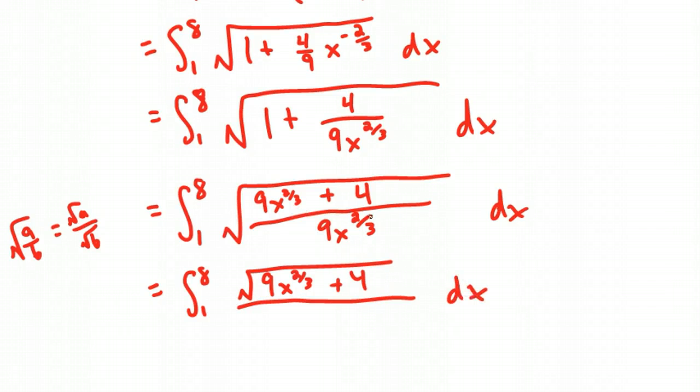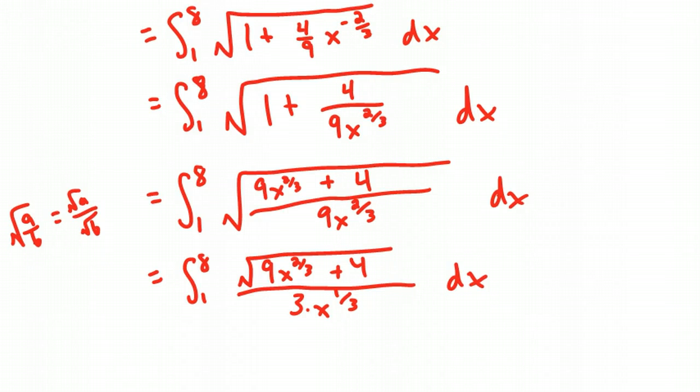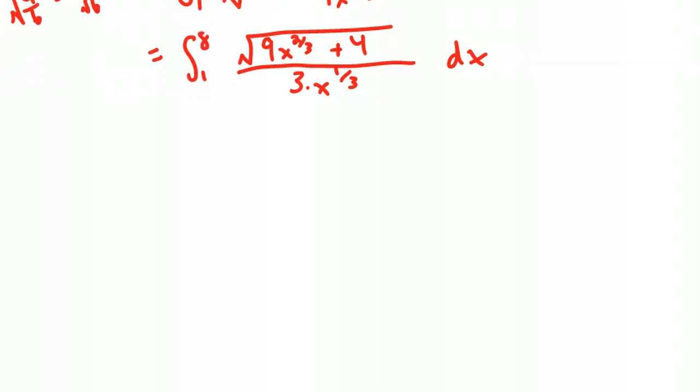Now what is the square root of the denominator? The square root of 9x to the 2/3 is, I'm sorry, 3x to the 1/3 power. Now notice at this point we can actually do a u substitution, because if we let u be the part that's underneath the square root symbol, then du is going to be 18/3 x to the minus 1/3. And do we have an x to the minus 1/3 out here? Yeah, we do, because we have an x to the positive 1/3 in the denominator.